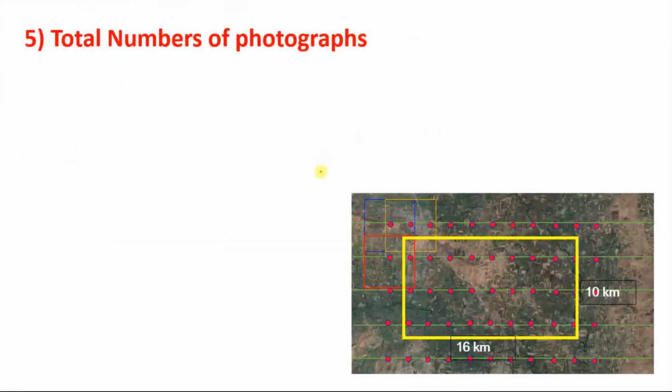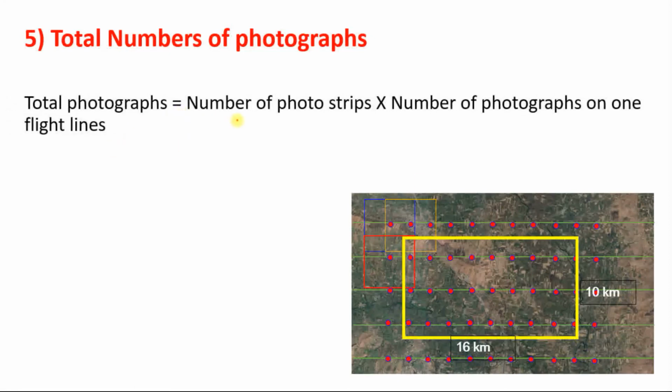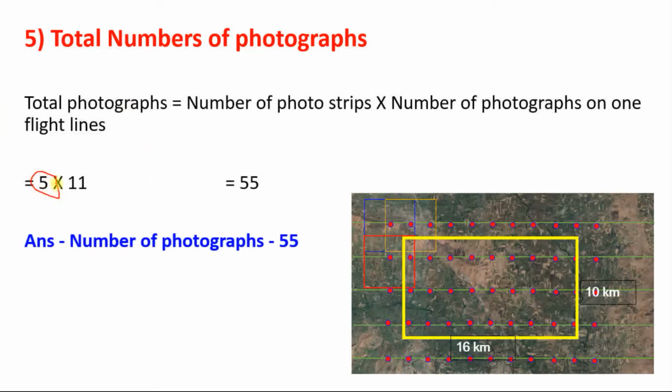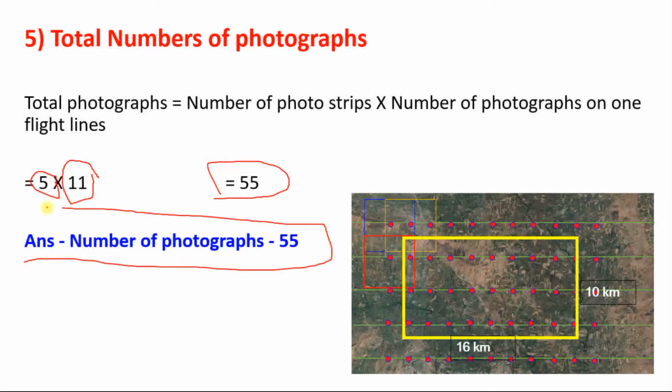Total number of photographs. How many photographs are required to cover this area? Formula: number of photo strips into number of photographs on one flight line. Number of photo strips 5, number of photographs on a single flight line 11, is equal to 52 (approximately, as stated). This means the number of photographs required to cover this area is 52. Total number of photographs is 52: 11 photographs from one flight line and total flight lines are 5.